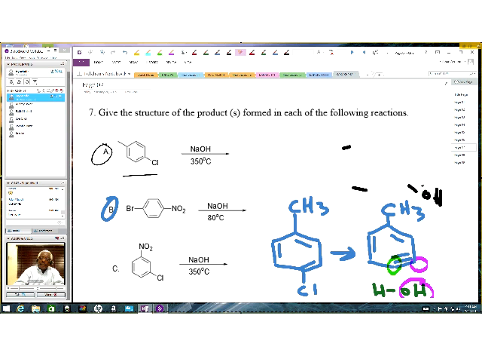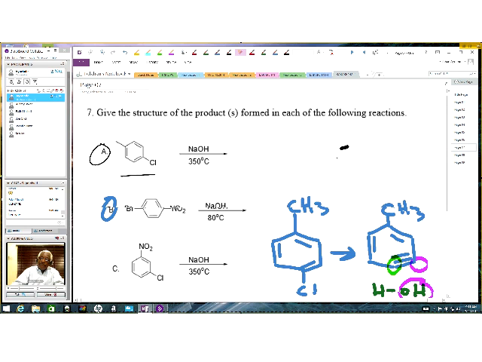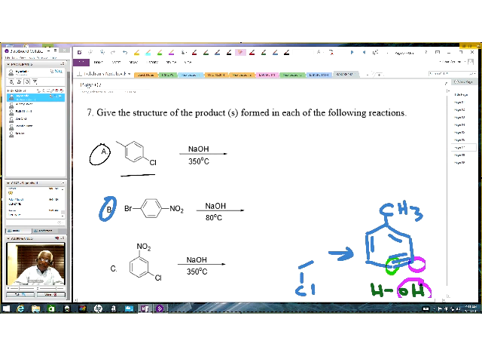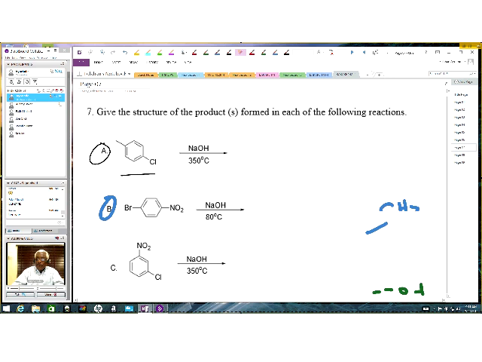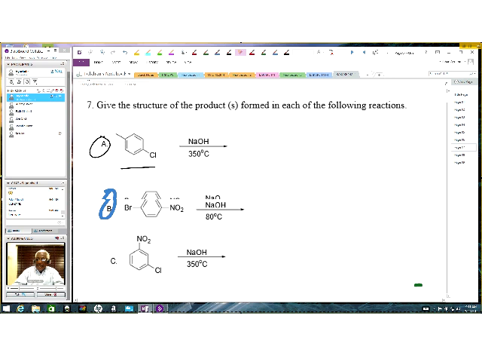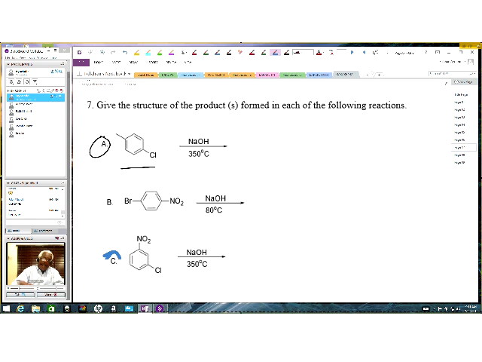Now let us go to the next one, which is B. Oh, by the way, since we are doing A, let me jump to C, because A and C are similar. Before we do B, let us finish C. You can see here that A and C have the same conditions, sodium hydroxide, high temperature.